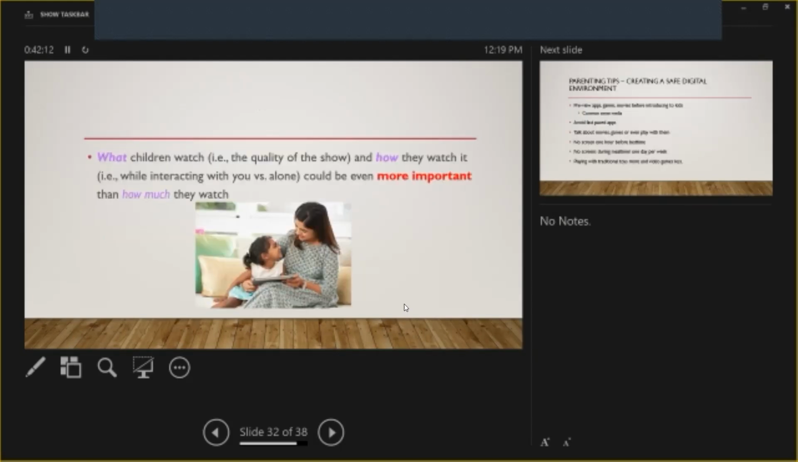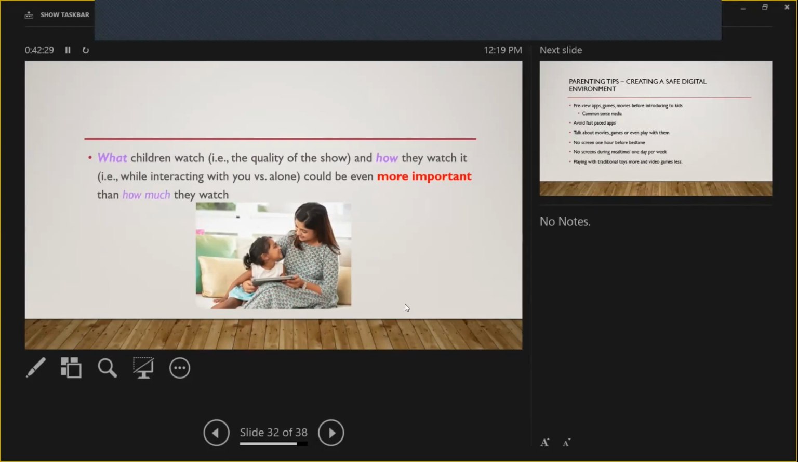So the most important thing is not actually the duration. It is what the children are watching, that is, the quality of the show and how they watch it, whether alone or interacting with an adult. That is more important than the duration of the time.